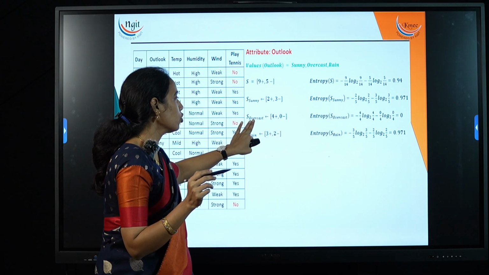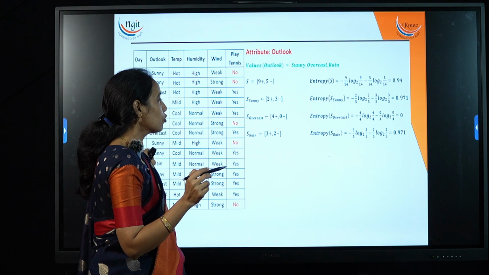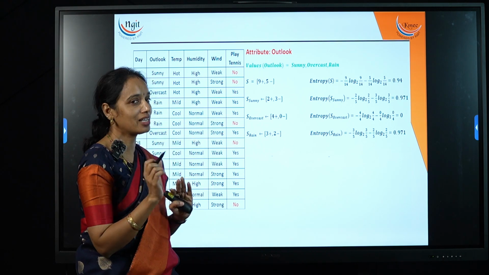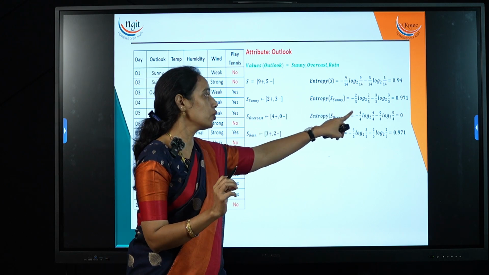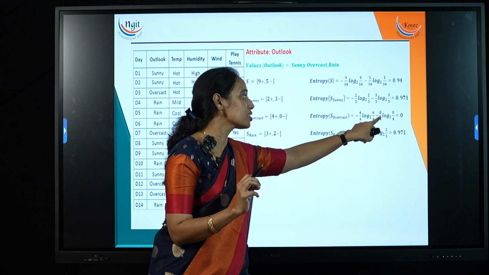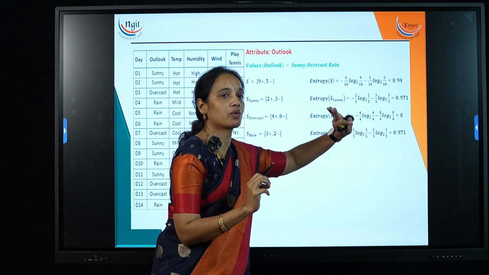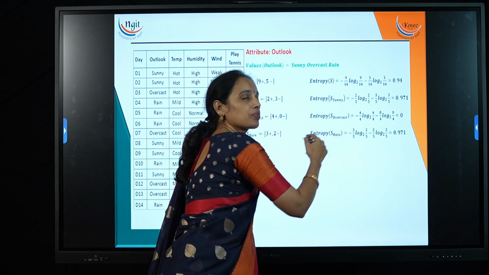Similarly, go for the overcast. Overcast, we already said that we have 4 values. In those 4 we have 4 yes, there is no 'no' value, so that is 0. The same thing you include: minus 4 by 4 log base 2 of 4 by 4 minus 0 by 4 log base 2 of 0 by 4. Whenever we have a 0 value in a log, that term will always be equal to 0.